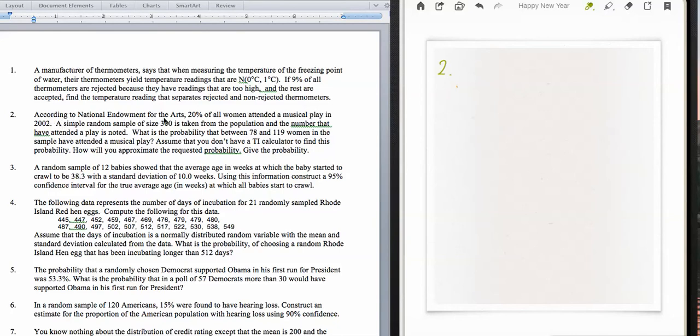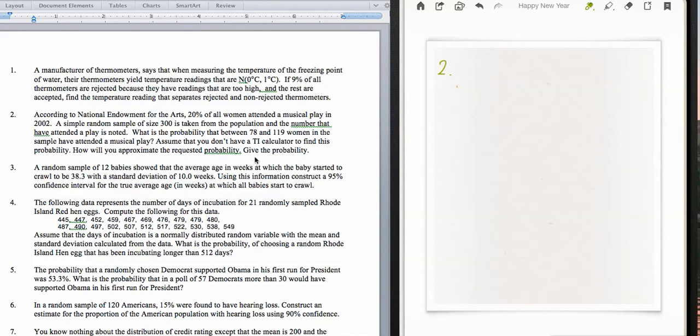according to the National Endowment for the Arts, 20% of all women attended a musical play in 2002. A simple random sample of size 300 is taken from the population, and the number that have attended the play is noted. What is the probability that between 78 and 119 women in the sample have attended the musical play? Assume that you don't have a TI calculator to find this probability. How will you approximate the requested probability?